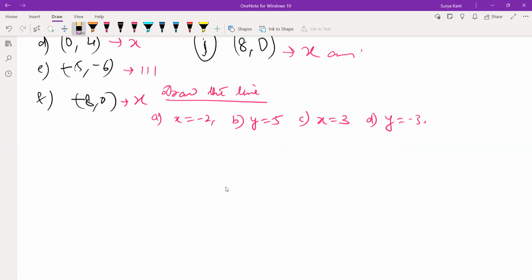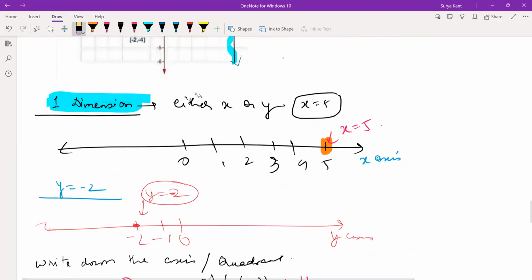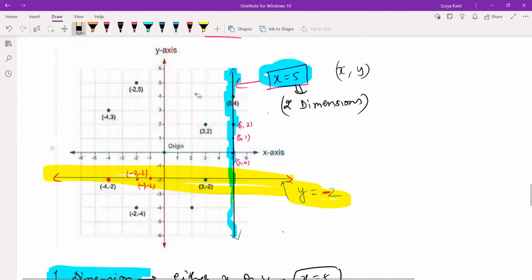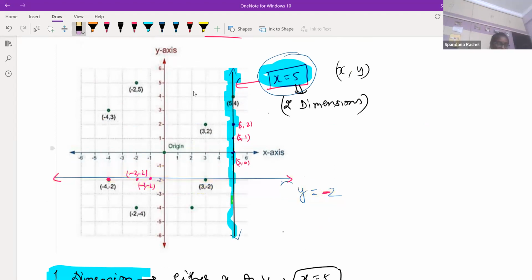Sir, should we just draw a line or should we also mark some points on it? No, simply you can mark the line. See what I mentioned over here. If you see the blue line, x is equal to 5, right? So you should also mark x equal to 5 on this line, then y is equal to -2 for this line. Okay.